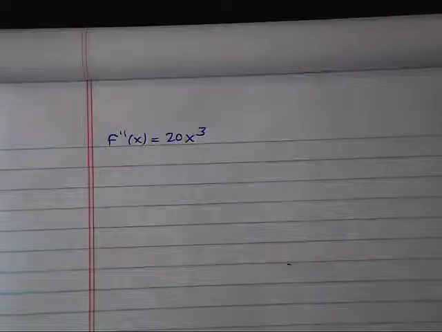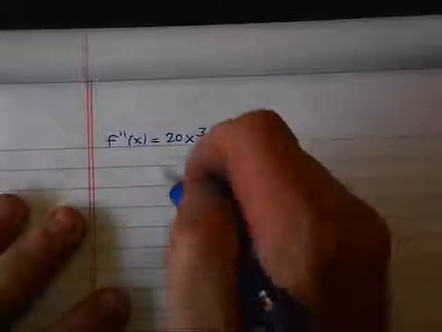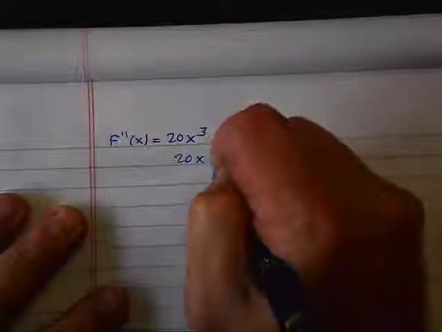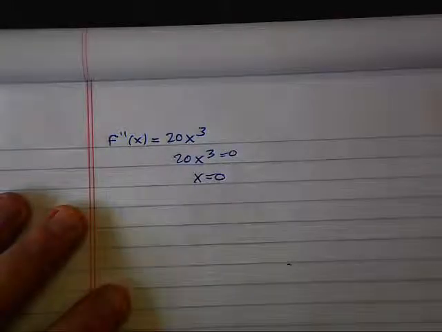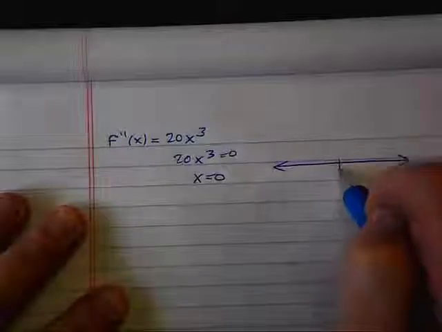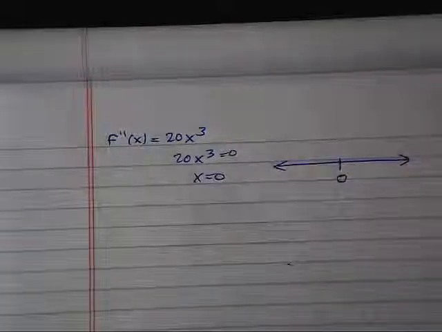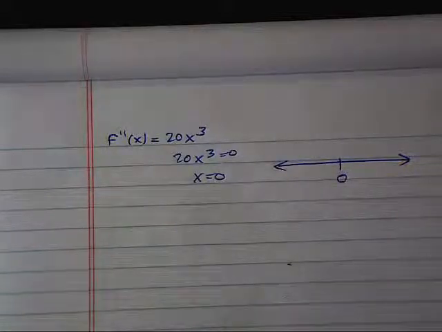Same idea. I now look for the points where the second derivative is 0 or the second derivative is undefined. Where is the second derivative 0 or undefined? Only one spot, 0. Okay, so 20x cubed equals 0 would give me x equals 0. We don't need to worry about undefined, do we? Because this was a polynomial. I draw my number line. I mark down 0. What's my favorite number bigger than 0? 1. If I plug 1 in, I get 20, which is a positive number.